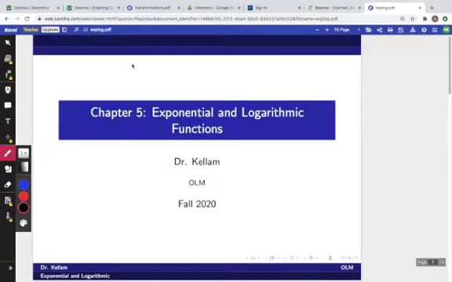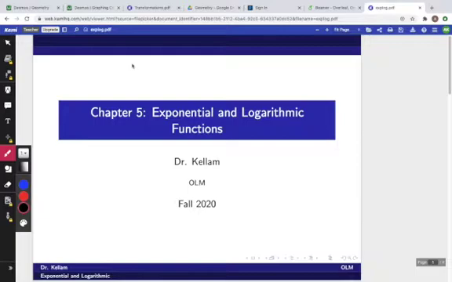We're going to be starting talking about chapter 5, which is on exponential and logarithmic functions. The thing is, before we can actually talk about exponential and logarithmic functions, we have to do a little bit of background building first. Specifically, we need to talk about composition of functions and inverse functions.